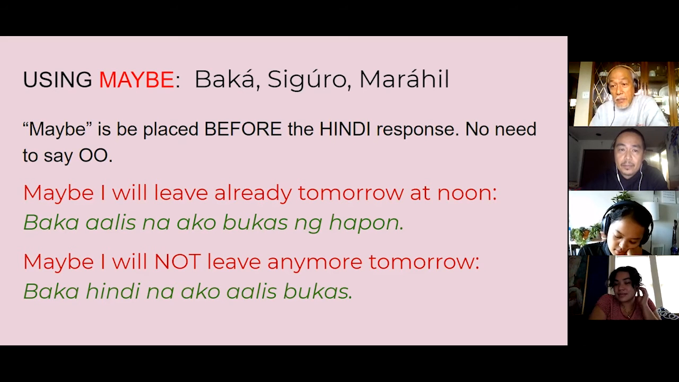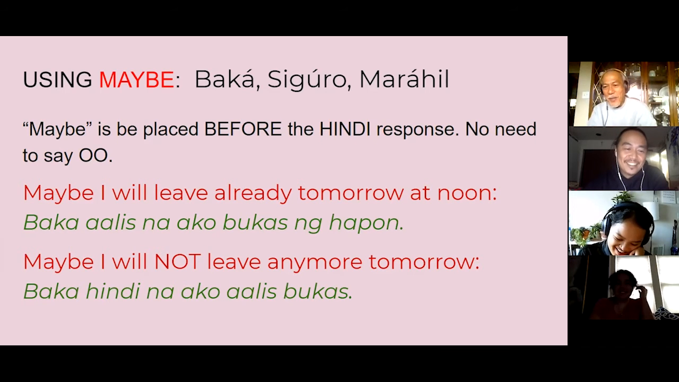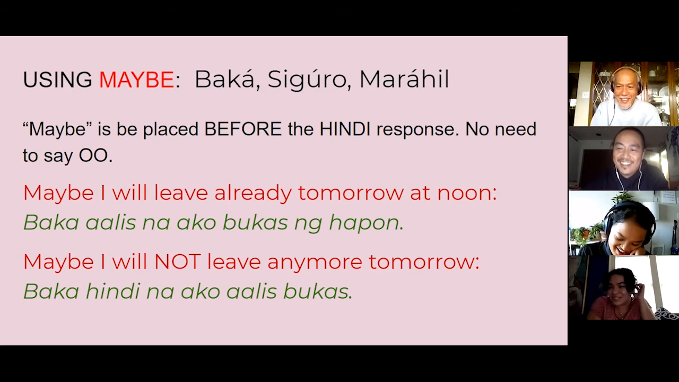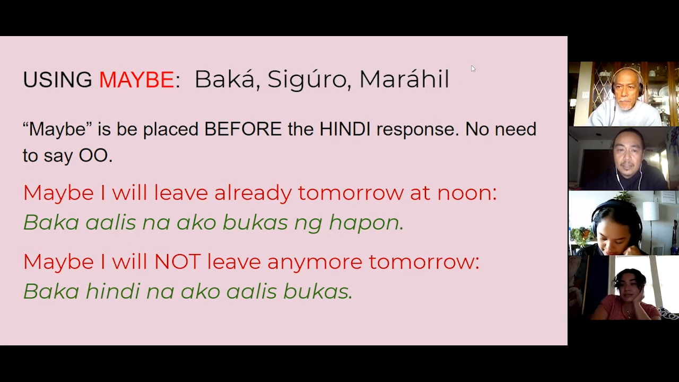That's when you say maybe, baka. Like, are you going out? Baka. No. Are you going out? Baka. No, there's no cow. All right. You're going to go into that kind of conversation or either get the raised eyebrow, right? Okay. So maybe is placed before the Hindi response. All right. No need to say oo.